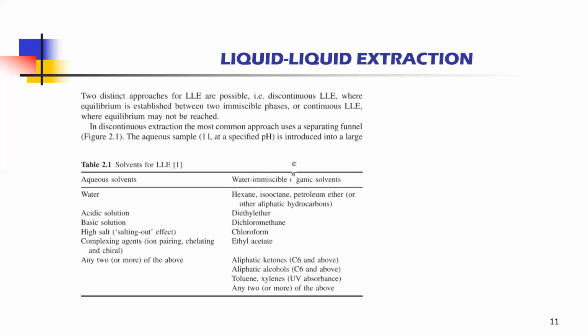Let us talk about the solvents for liquid-liquid extraction. The aqueous solvent is water. Water-immiscible organic solvents include hexane, isooctane, petroleum ether, or other aliphatic hydrocarbons. For acidic solutions, we can use diethyl ether; for basic solutions, dichloromethane; for high salt, the salting out effect. That can involve a complexing agent, ion pairing, chelating, and chiral agents. We can go for ethyl acetate. Any two or more of the above can be combined, along with aliphatic ketones, aliphatic alcohols, toluene, and xylenes, used in combination.